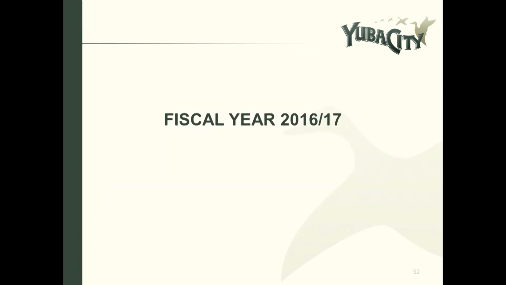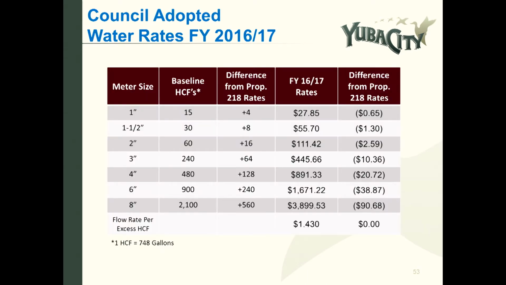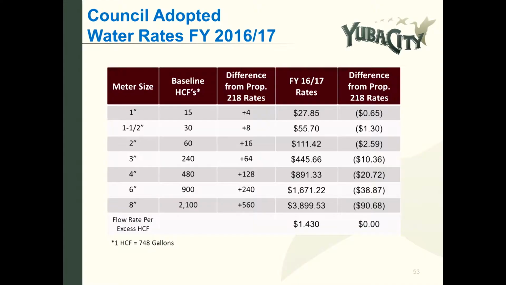And then we get into fiscal year 2016-17. What Council authorized for fiscal year 2016-17 was based upon the customer feedback. They did reduce the rates from the Proposition 218 amount, and they kept the baseline allocation at the 2011 amount. So that was a 4-unit increase over what was approved through the Prop 218 process, and then for a 1-inch service, 65 cents below the rates that were approved through the 218 process for water.